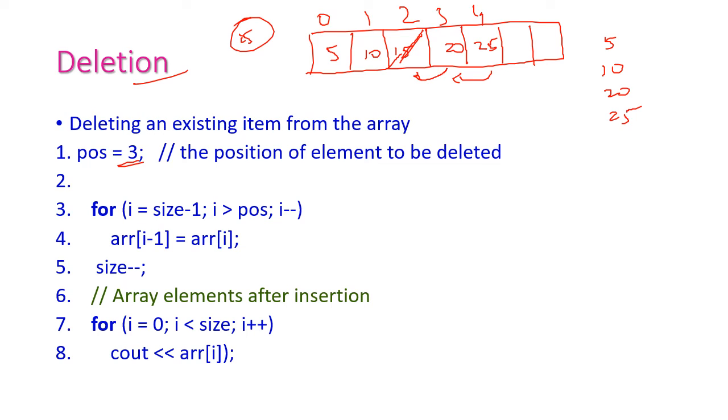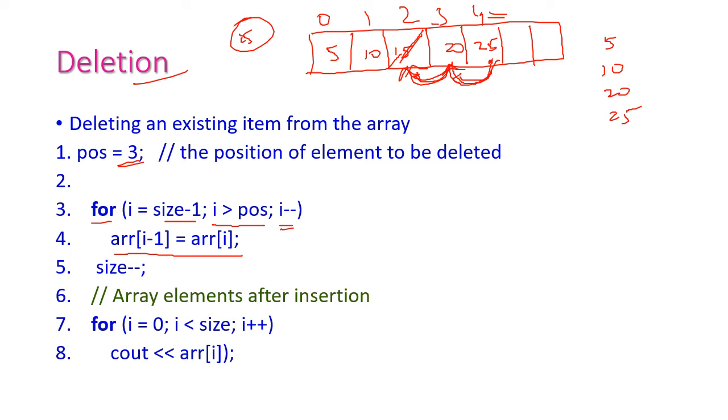See, for that we can use the for statement. For I equal to size minus 1, 5 minus 1, which is equal to 4. I less than position, which is our position 3. 3 is our position. I minus minus. Array of 5 minus 1 equal to array of 5. That is, this data item will be stored in this place, this will be stored in this place, and this will be stored in this place.